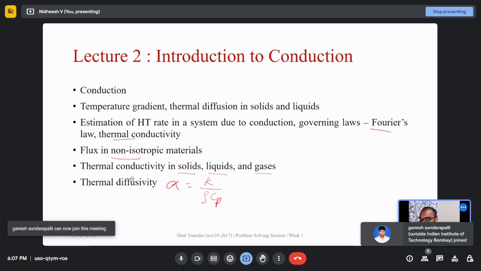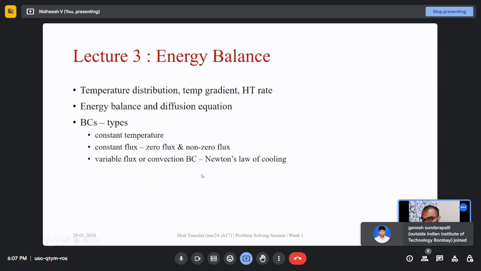Okay. All these topics we covered in lecture 2. Then in lecture 3 we talked about energy balance in different systems. This is a very important topic. This was a very important lecture, and throughout this entire course we will be using this energy balance concept to solve our different problems.